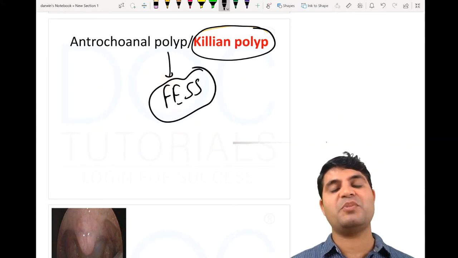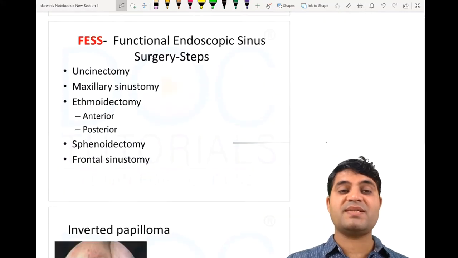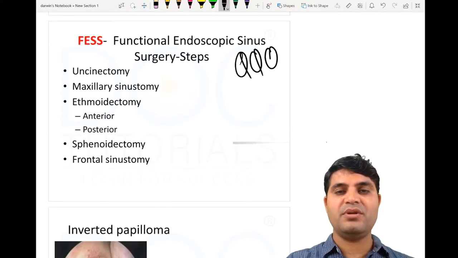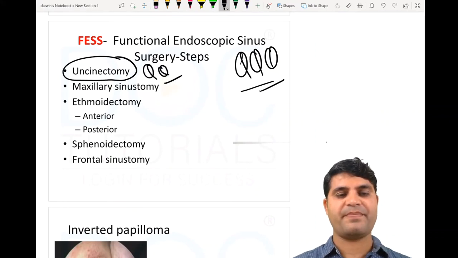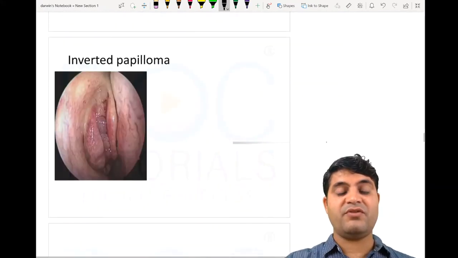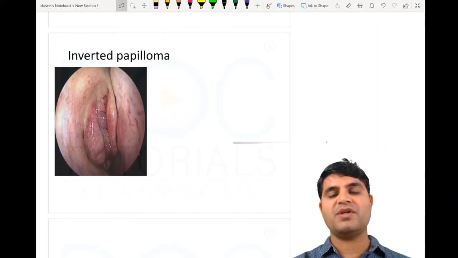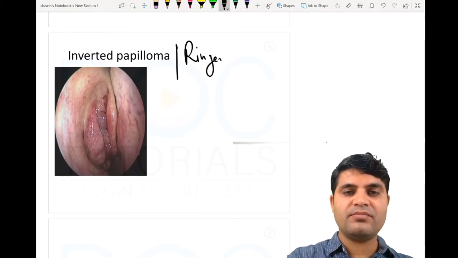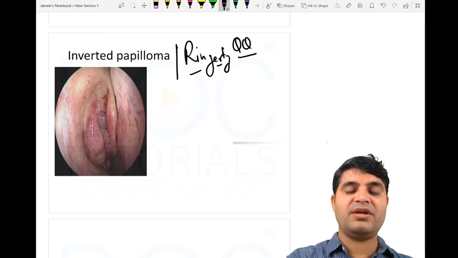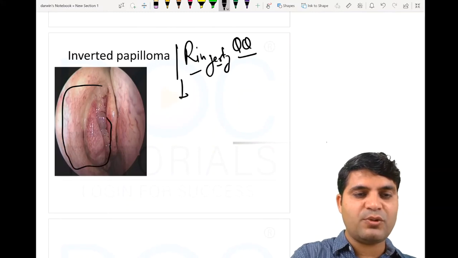Clear? Functional endoscopic sinus surgery. So these are the steps of FES. This is for you, so please remember it. First step is uncinate process removal. Yes. Okay. Yes, inverted papilloma is very important, which is known by so many synonyms: Schneiderian papilloma, Ringertz tumor. Clear? And here again, the treatment of choice is that you have to remove the medial portion of the maxilla.